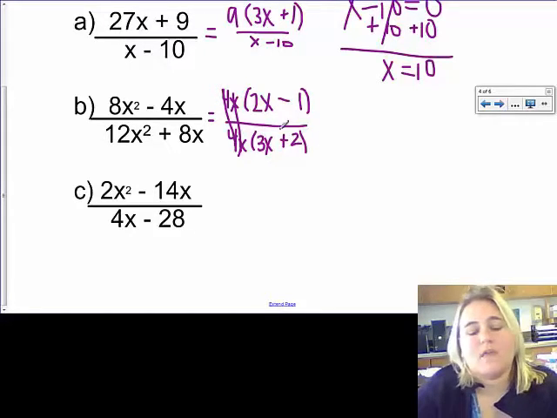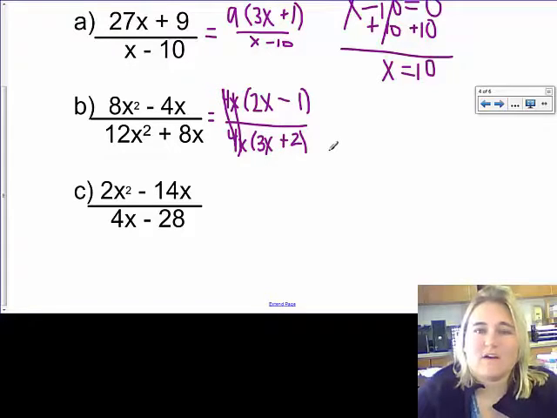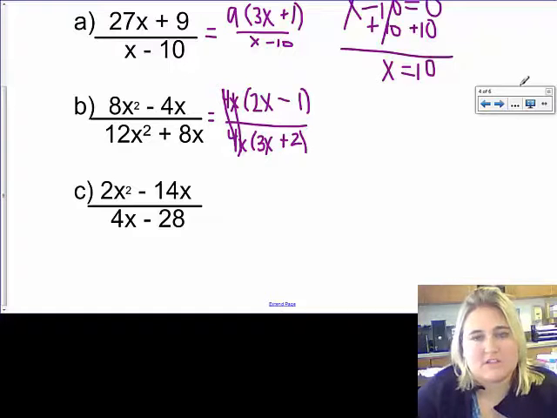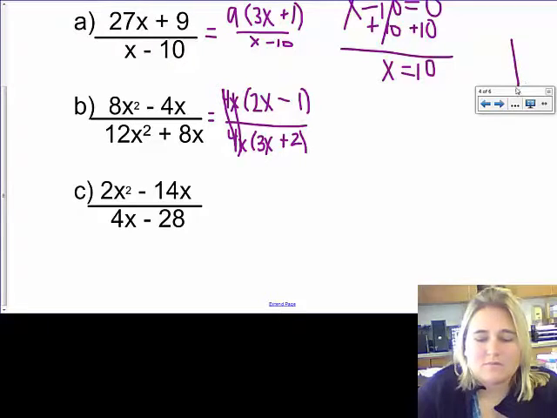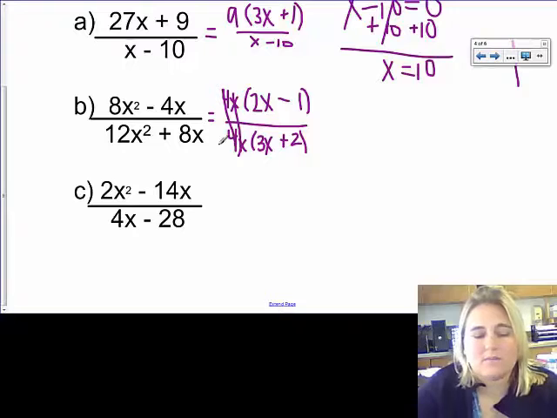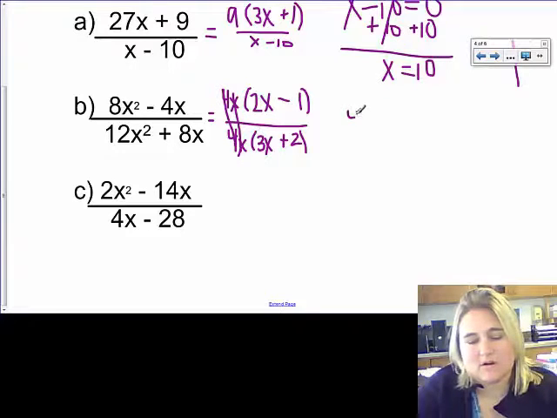So the only thing that I have left to do is to find my excluded values. Now, because my highest exponent down here is a 2, my degree is a 2, that means I'm going to have 2 values for x for which this is undefined. And, in the first one, I'm going to set this 4x equal to 0.